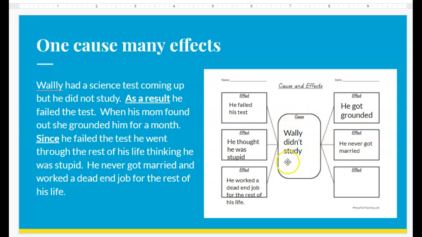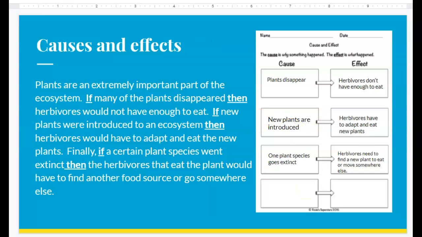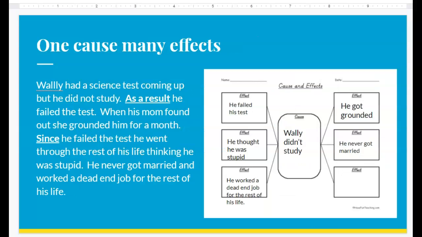Okay? So in this case, we have this one cause. Wally didn't study. And that one thing has all these different related effects. Wally didn't study, so he got grounded. Wally didn't study, so he never got married. I know that's a little radical, but hey. Wally didn't study, so he failed his test. Wally didn't study, so he thought he was stupid. Wally didn't study, so he worked a dead end job for the rest of his life. Okay? So three ways of thinking about cause and effect, but either way, one cause has an effect, right? One thing makes something else happen.